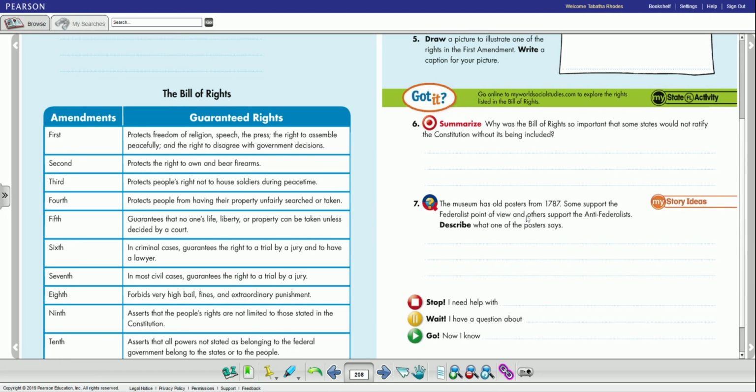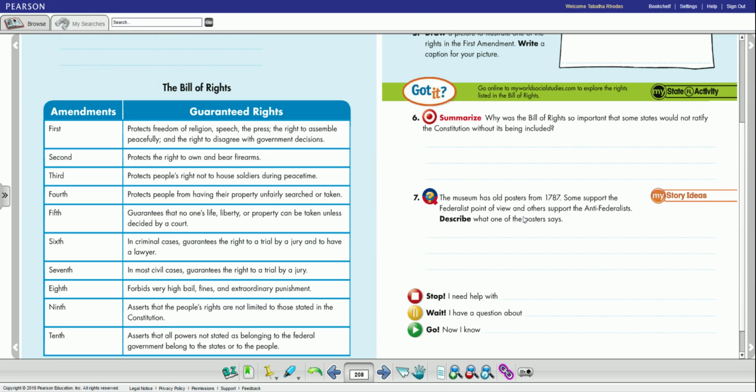And then for number 7, you have to look at some posters, and it said that some of them support the Federalist point of view and some of them support the Anti-Federalists. It asks you to describe what the poster might say. So if you aren't really sure what to write here, go back to the first page of the lesson and look at Alexander Hamilton and Patrick Henry. They will give you some ideas about what maybe a poster might say.